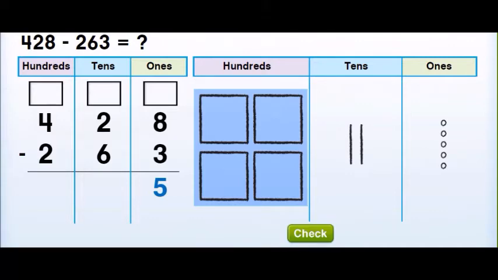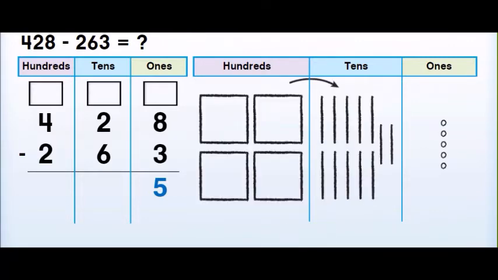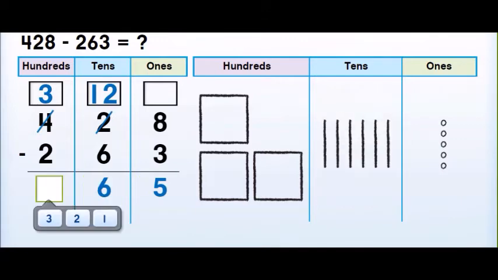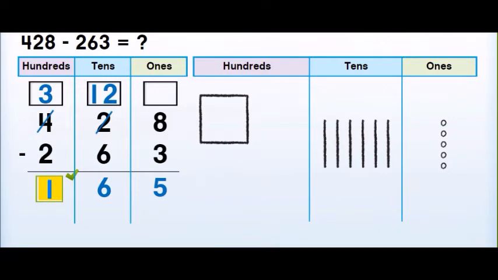Correct, you have to regroup 100. 4 hundreds, 2 tens is now 3 hundreds, 12 tens. Now subtract the tens. How many tens are there? 12 minus 6 is equal to 6. Finally, subtract the hundreds. How many hundreds are there? 3 minus 2 is equal to 1. So 428 minus 263 is equal to 165.